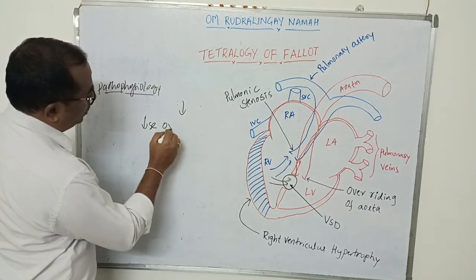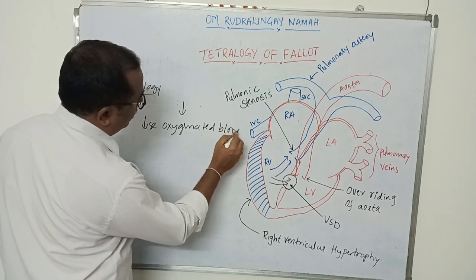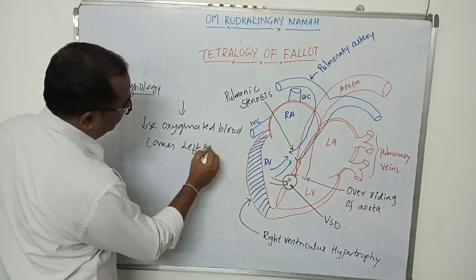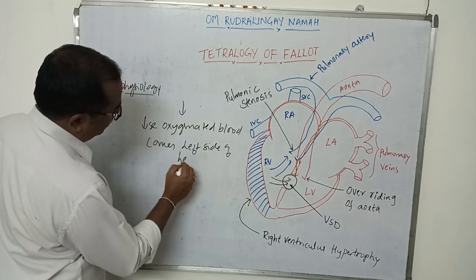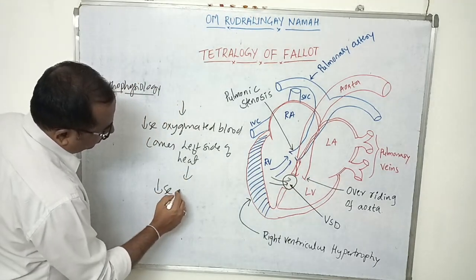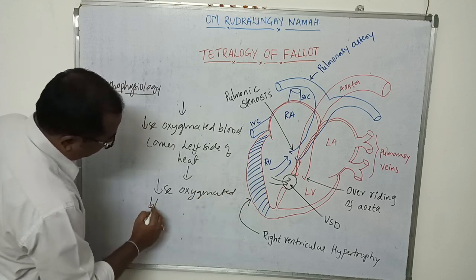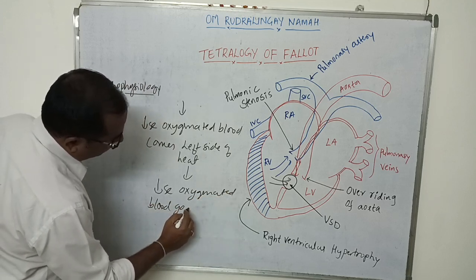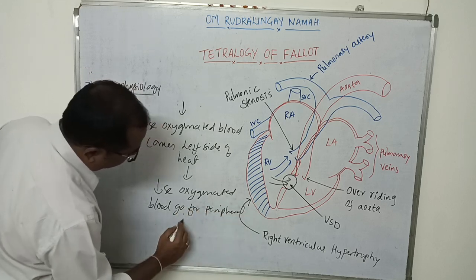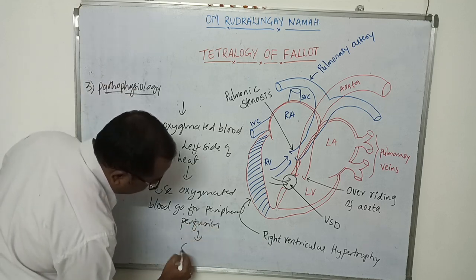So because of this decreased pulmonary blood flow, decreased oxygenated blood comes to the left side of heart, that is left atrium and left ventricle, and decreased oxygenated blood goes for peripheral perfusion. So overall, there is a cyanosis.